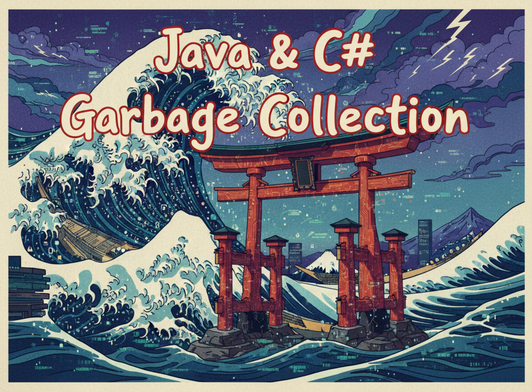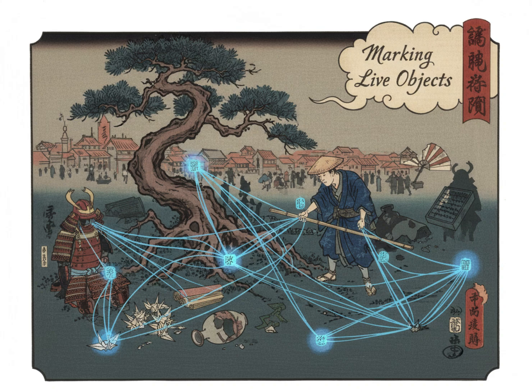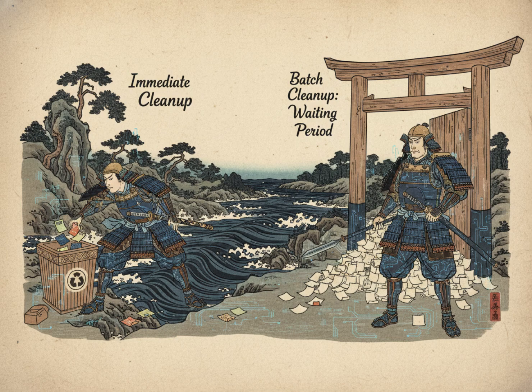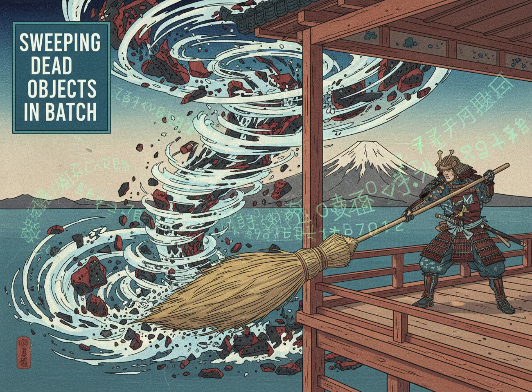Now let's look at Java and C#. These languages also have automatic garbage collection, like Python, but they handle it completely differently. Here is the key difference. Java and C# don't clean up memory immediately. Instead, they wait and do it in batches.